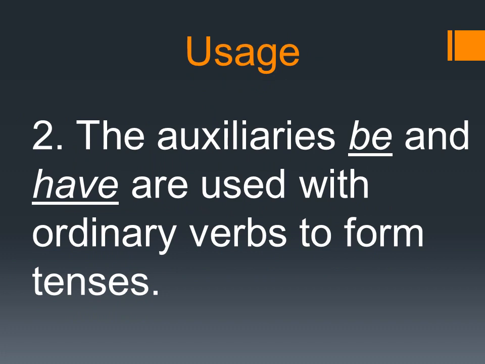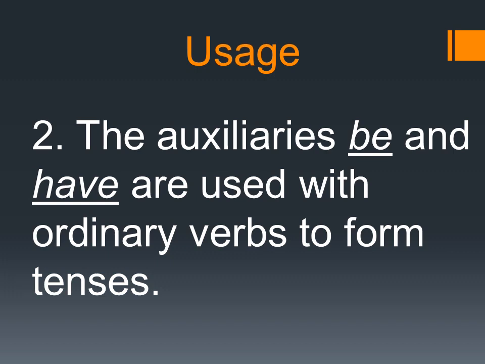Now its next use is that the auxiliaries be, meaning is, am, are, and have, meaning has, have, had, are used with ordinary verbs to form tenses. You might have seen that in tenses we use is, am, are, or has, have, had. Means with ordinary verbs these auxiliaries are used to form tenses. But we don't use can, could, may, might, should and would this way. Shall and will we use, but should and would we don't. So forms of be and have are always used with ordinary verbs, or we can say with main verbs.